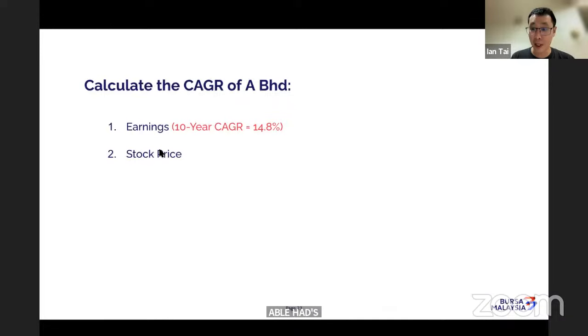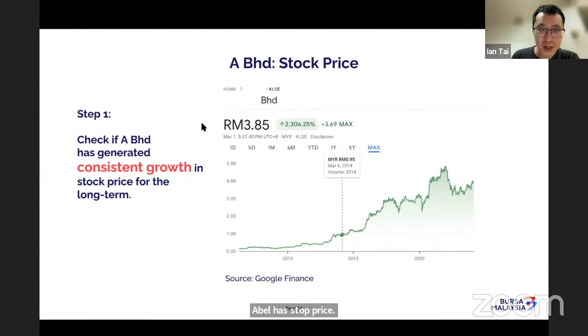Now, let's look at another application for CAGR, where we can use CAGR to calculate the CAGR of A Berhad's stock price. Let's take a look. So this is A Berhad stock price. It is an actual public listed company in Malaysia. So this is March 2024. So I backtrack it 10 years. Okay, so as you can see from here to here, the stock price has grown. But you can see that the stock price in the short term has gone up and down. So in the short term, we can't really predict lah.